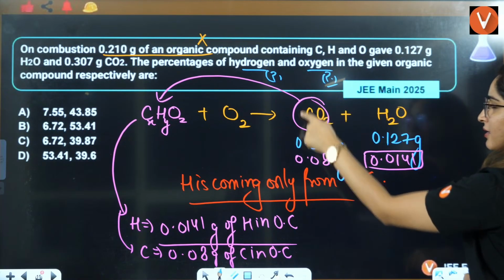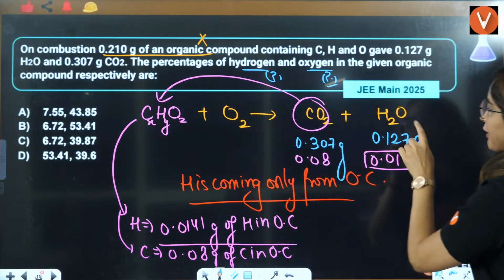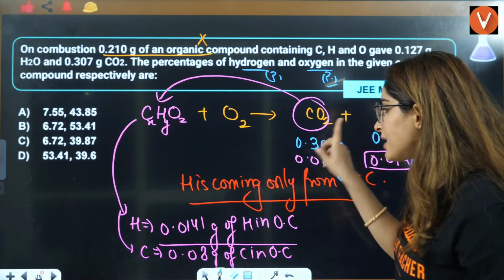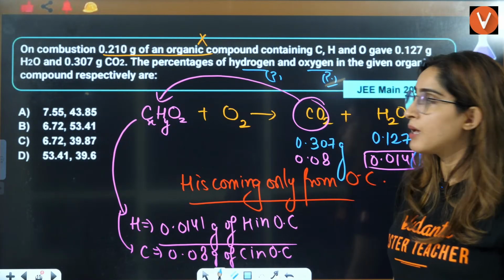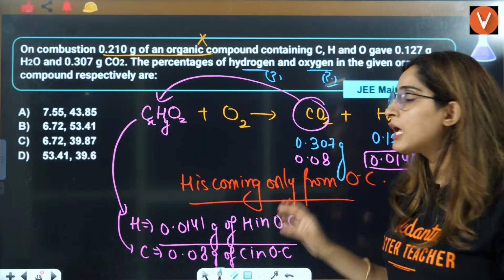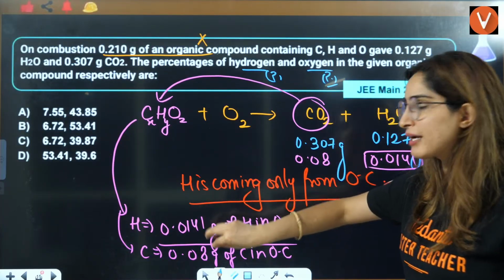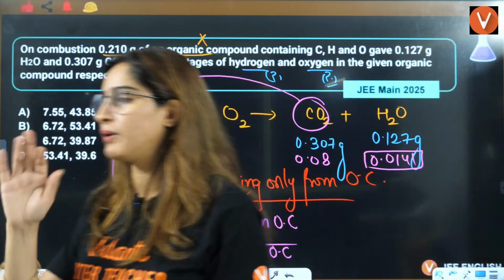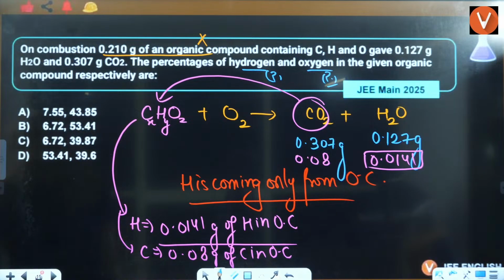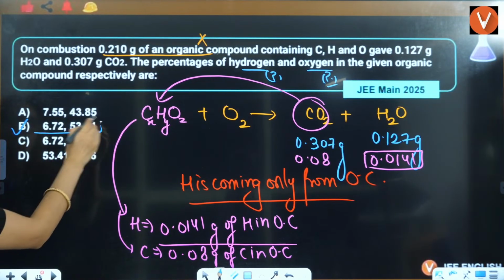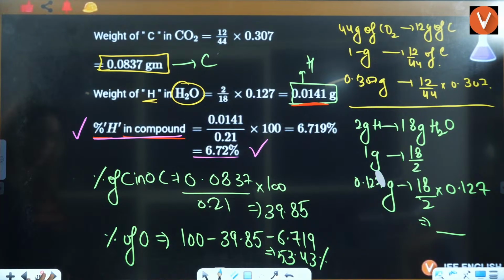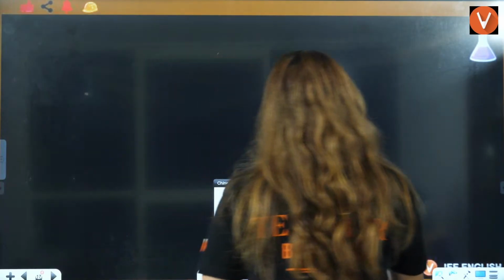So this carbon is only coming from the organic compound. This hydrogen is coming from the organic compound. That means in the organic compound, you have this much hydrogen, this much carbon. Oxygen, you can't definitely say, because oxygen is also coming from outside, right? Now we will calculate the percentage of hydrogen and carbon here. You can subtract it from 100, you will get the percentage of oxygen also. Option B, yes, you are definitely right. Option B is coming out to be the correct answer here. Okay, ji. Chal. Now, let us see the next.